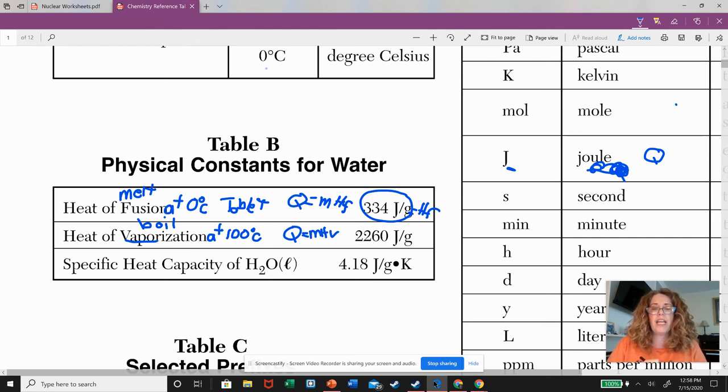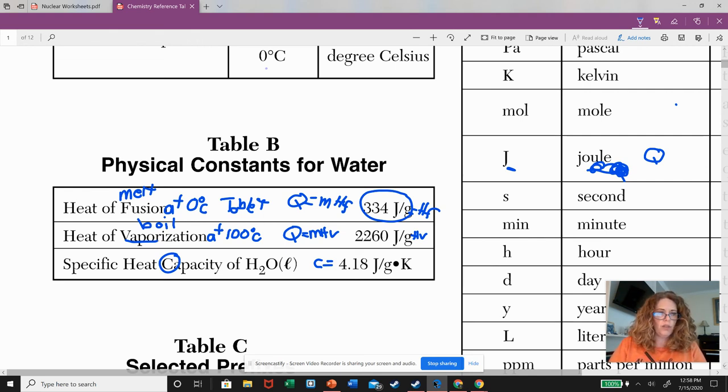And then that HV number, right, this is HV, that is 2,260 joules per gram. And so now we have the specific heat C for capacity. This is the specific heat capacity of water. You learned about specific heat capacity in earth science, but remember, this is the energy required to change 1 gram of a substance by 1 degree Celsius.